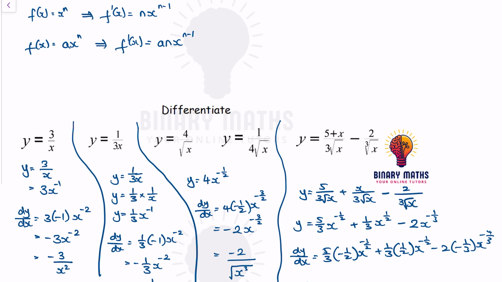All we need to do is simplify, so I end up getting minus 5 over 6, x to the power of minus 3 over 2, plus 1 over 6, x to the minus a half, minus 2 times minus a third is plus 2 over 3, x to the power of minus 4 over 3. And you don't have to simplify anymore. Just leave it in that form, because the other form gets very complicated.